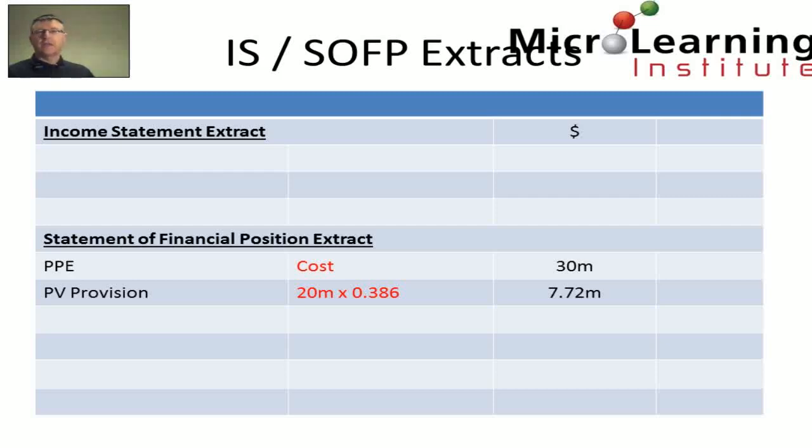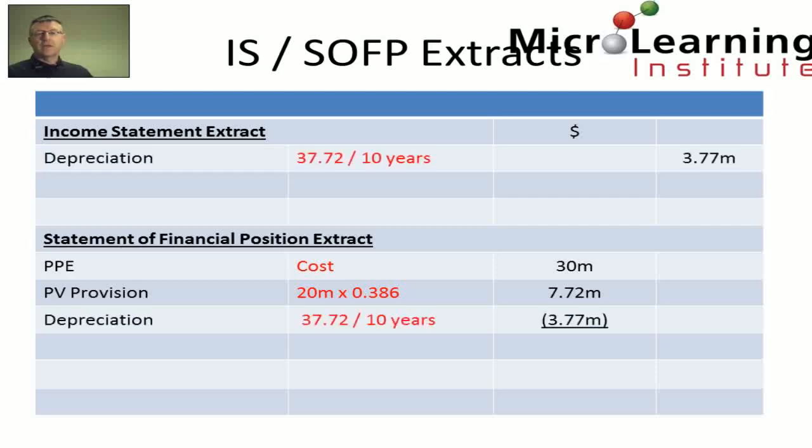And again, we're told that the discount factor is 0.386. So in addition to recognizing property, plant and equipment at cost of $30 million, we recognize an additional provision as part of the asset of $7.72 million, giving us a total recognition of $37.72.